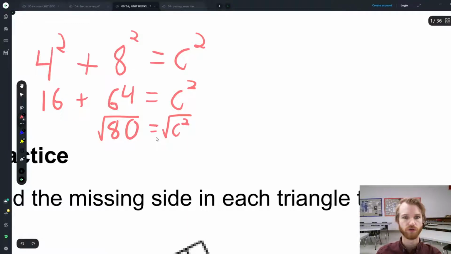And let's square this side. All that this does is just gets rid of the square. This side just kind of cancels out and we're just left with C over here. And in your calculator, you just have to do square root 80. So this is not anything that you have to do on paper.